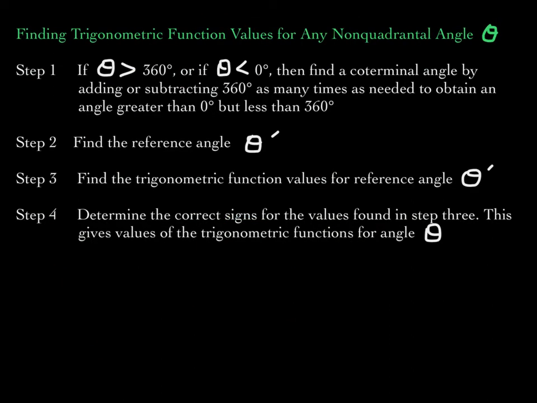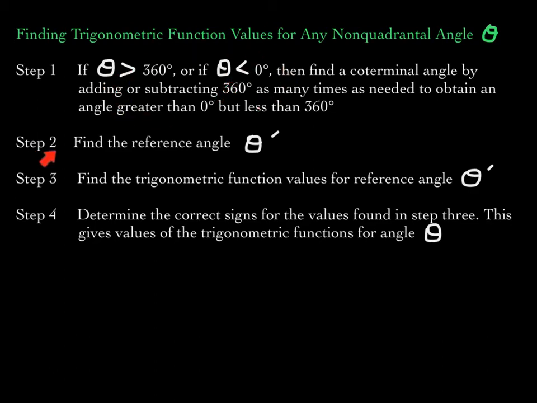All right, guys, these are the few steps we're going to use to find trig function values for any non-quadrantal angle. First of all, if the angle theta that they give us is more than 360 degrees, or if theta is negative, then we have to find a coterminal angle first, okay? There are instructions on how to find a coterminal angle here, but you and I went through this in an earlier lesson. So step number one is only needed if your angle is more than 360 degrees or is less than 0 degrees. Find a coterminal angle first.